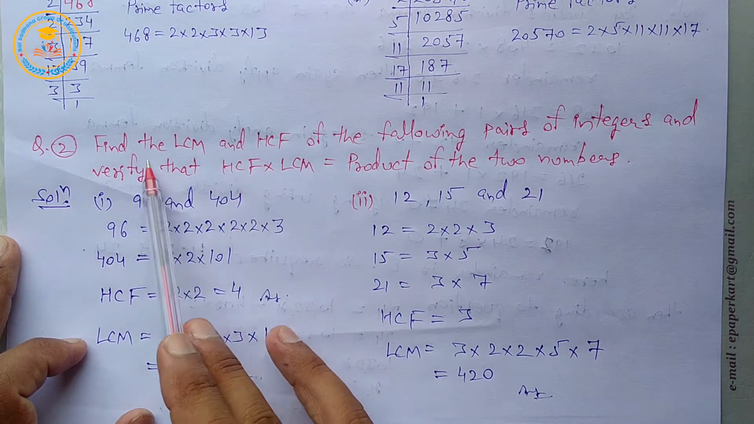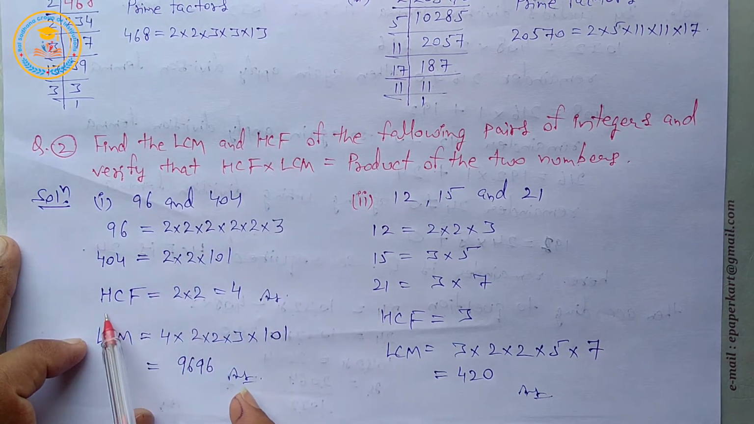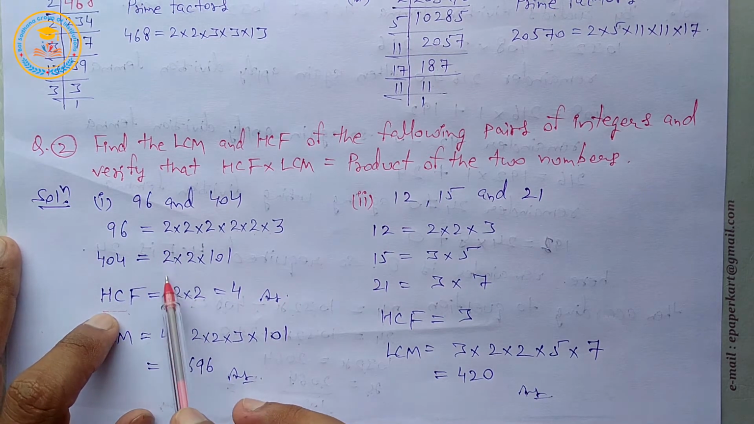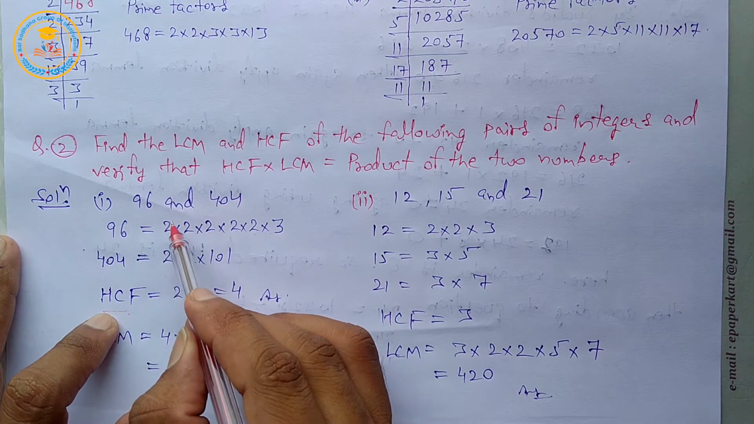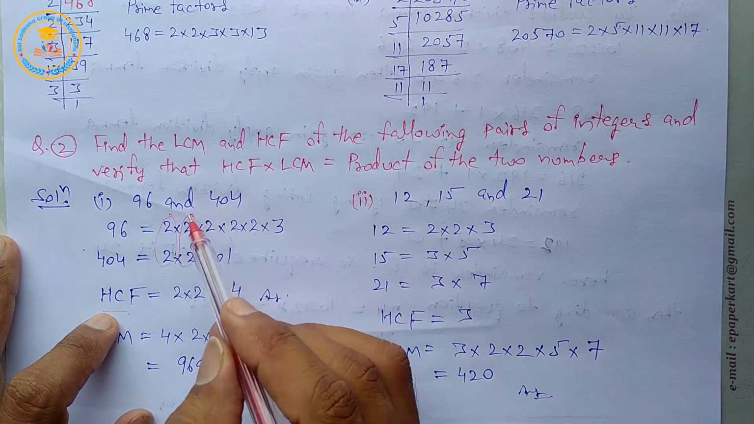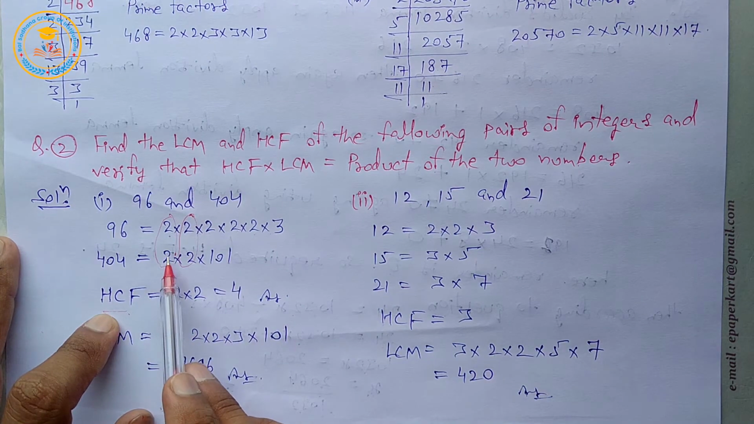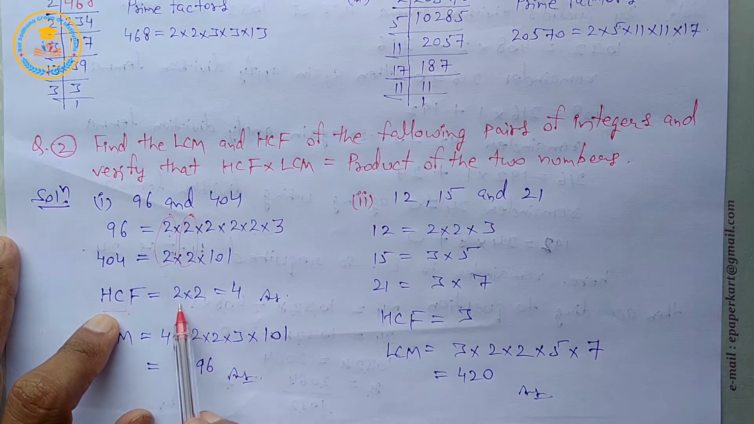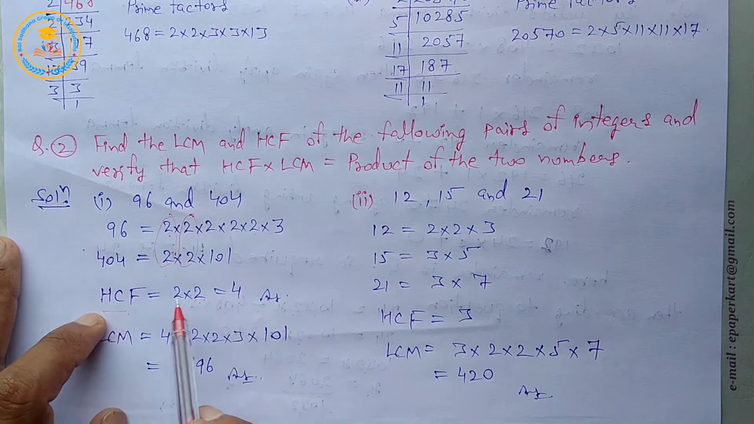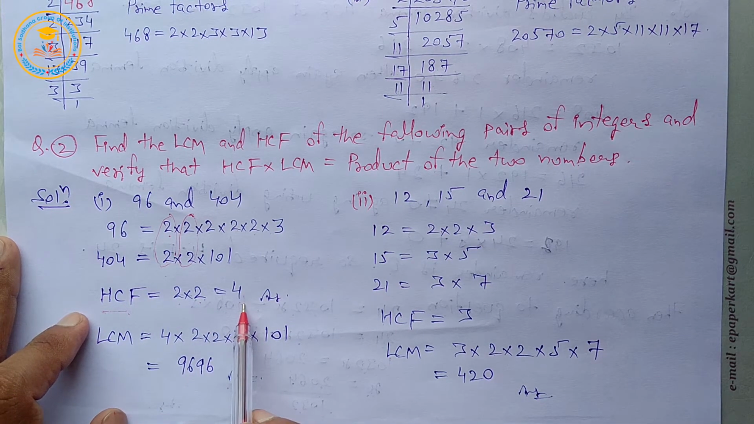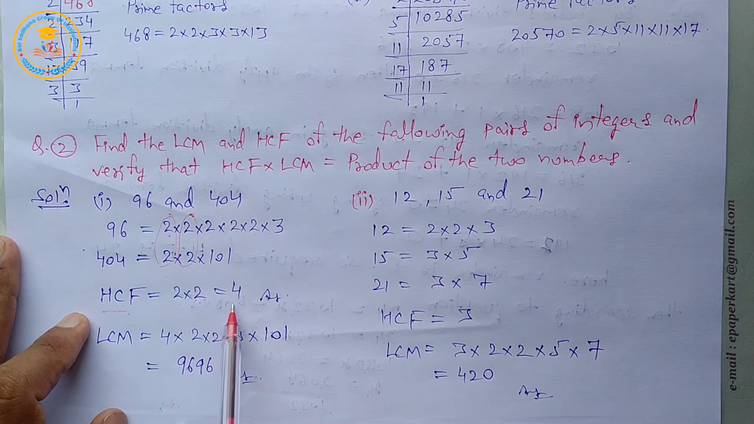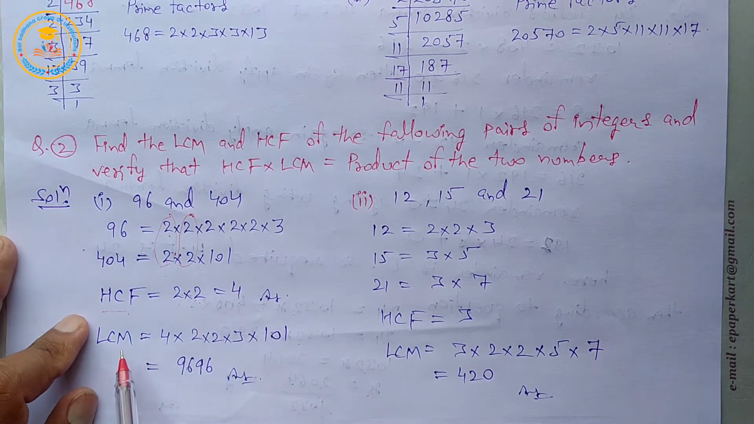Now calculate the LCM and HCF. HCF means highest common factor. The highest common factor in these two is 2, 2. Okay. Now the common factor is 2, written only one time. 2 into 2, 2 into 2 means 4. So HCF is 4. HCF of 96 and 404 is 4. Answer.